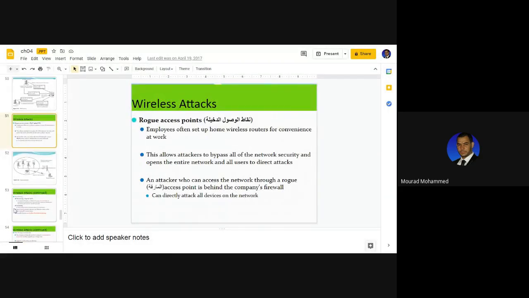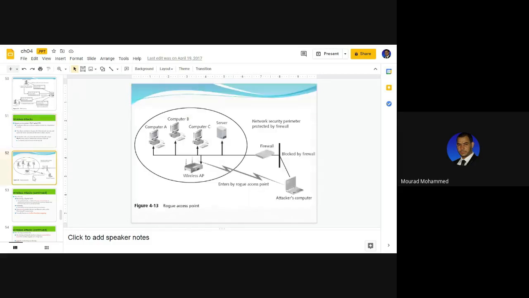Good. The rogue access point is a scenario via which an attacker or a user gains access to a private network using a wireless access point. The rogue access point is the wireless access point that gives access to strangers without being authenticated. There has to be no authentication. This is the graph that describes the rogue access point.